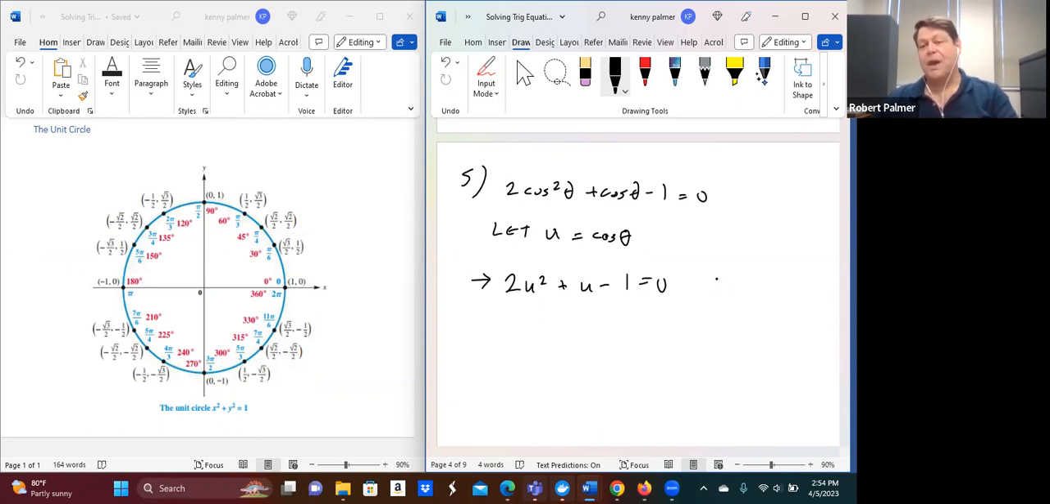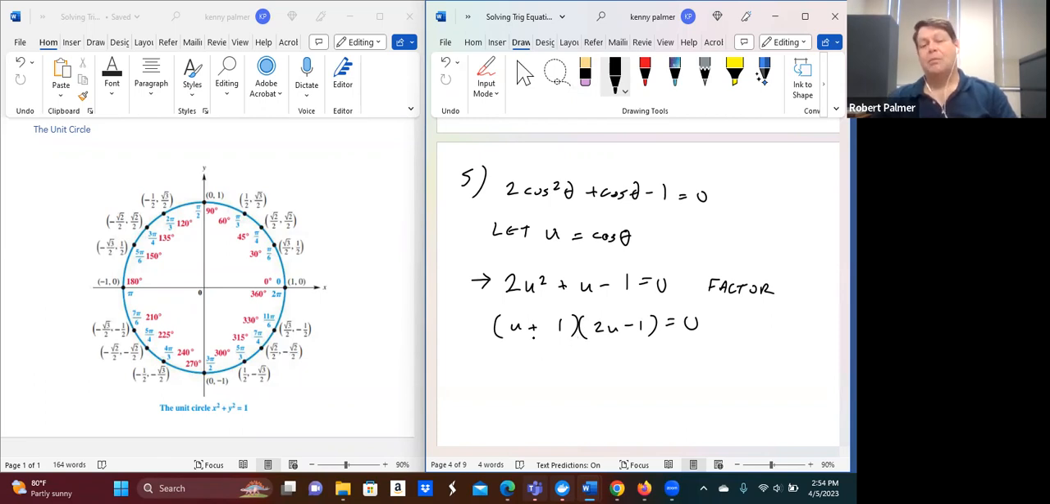Now, this can either factor, or use the quadratic formula. I'll just factor it, but of course, you can always use the quadratic formula. If we factor it, then what we're going to get is u plus 1, and 2u minus 1. Okay, we factor that. If you're unsure, FOIL this back out and make sure you get the same thing.